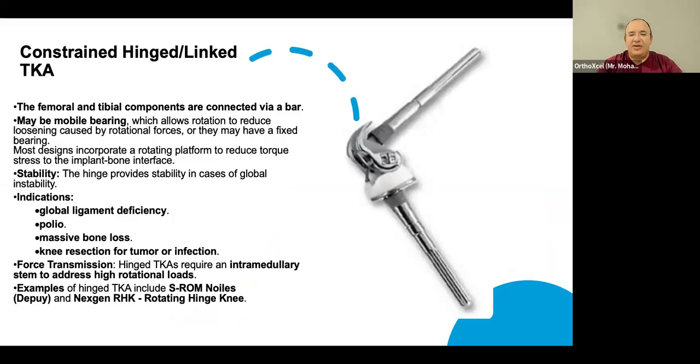Going more constrained, if I have global instability and I don't have anything working from the ligaments anymore, I have to go for a rotating hinge. When I put a hinge in the middle, I'm pretty sure I will not allow my knee to move anteriorly, posteriorly, varus or valgus, or mediolateral translation. There is no movement because there is a jam in the middle, stopped at the hinge. I use this in global instability, polio, massive bone loss, tumor resection, and definitely in revision knees. So I have to use a hinge. Again, the problem will be more force transmission across the interface, early loosening, and higher problems.